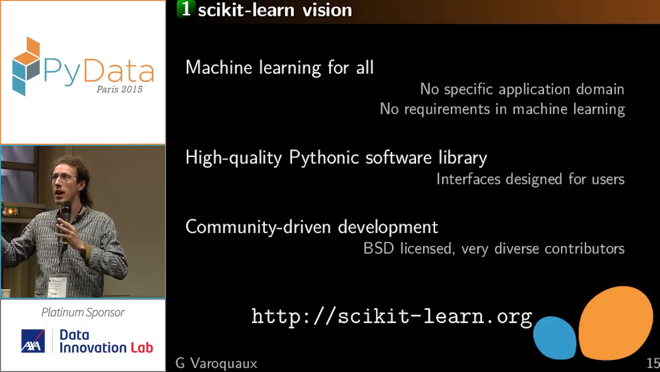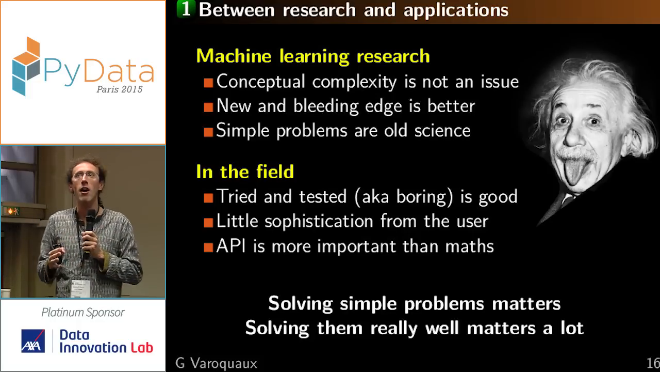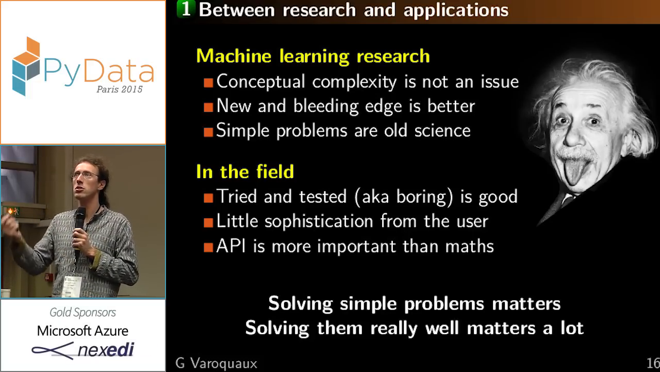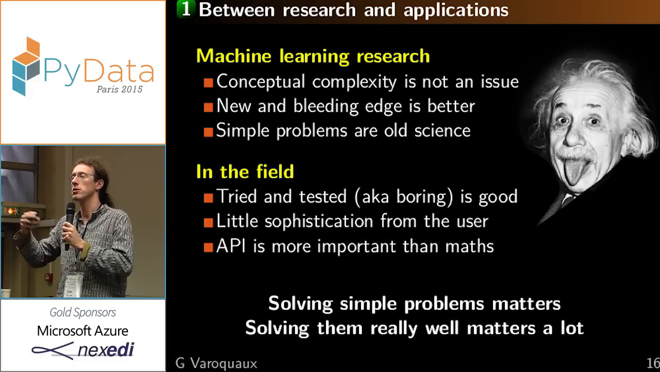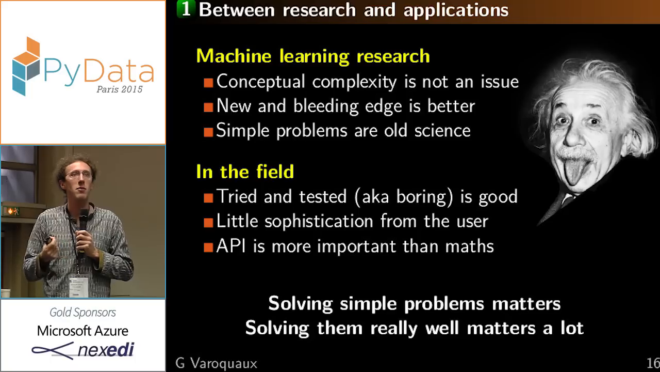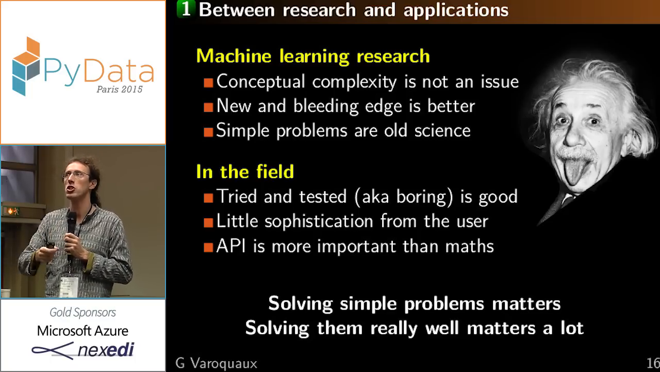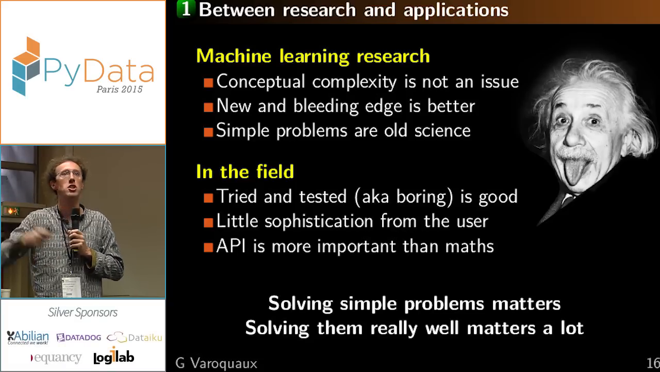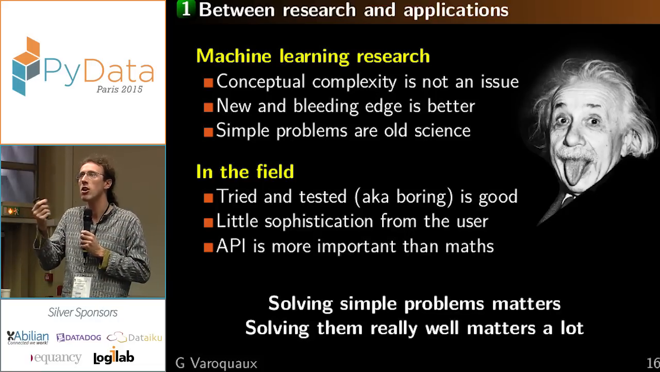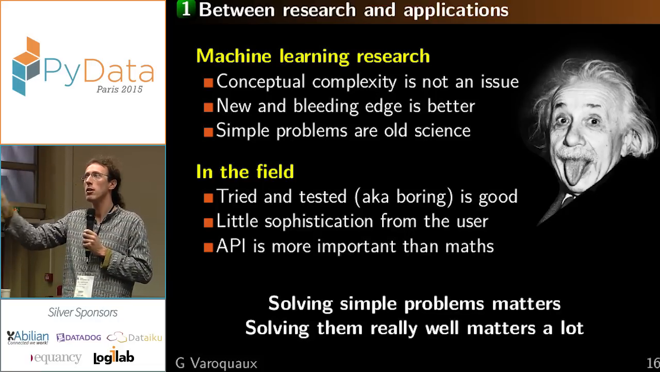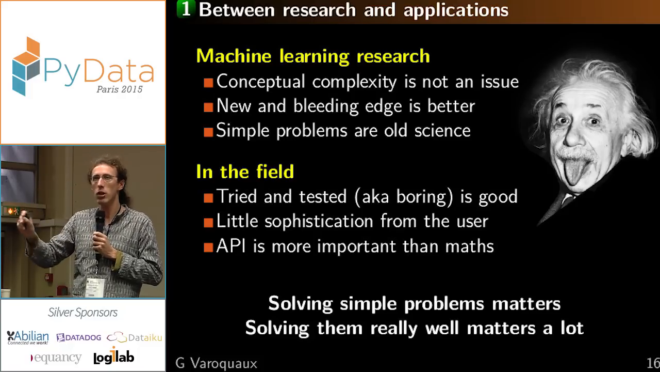And also we tried to gather together a community of developers. What we found is that there's a big tension with research. I'm in academia. My function to society is to publish papers. And we find that there is a huge gap between a machine learning researcher and somebody who actually uses machine learning in practice. For a machine learning researcher, conceptual complexity is not an issue. If I make an algorithm 10 times more complex and I gain 0.1% in prediction, it's fine. I'll get a great paper out of this.